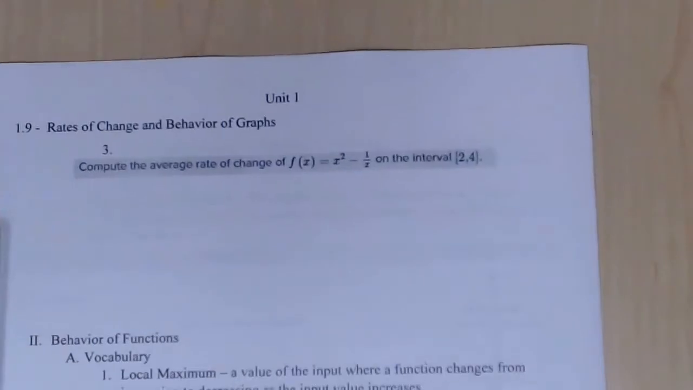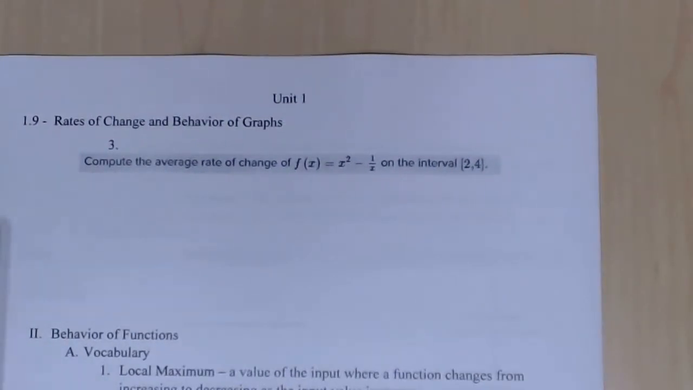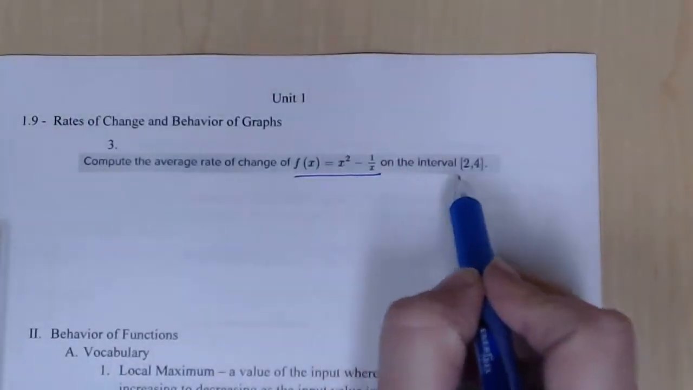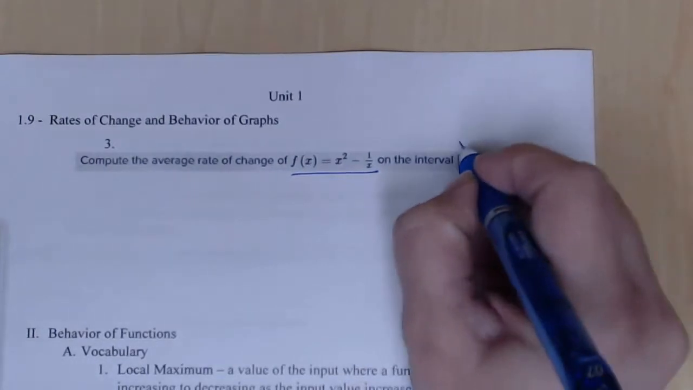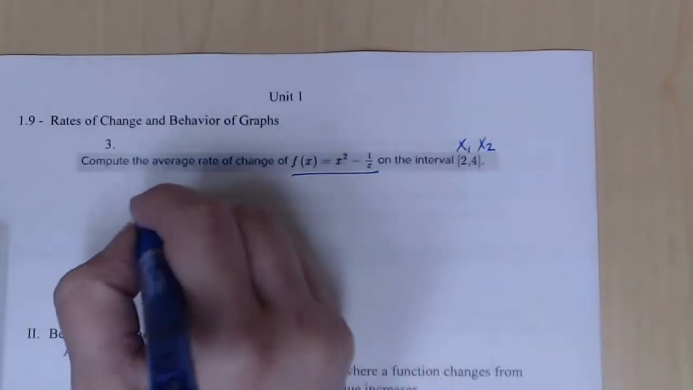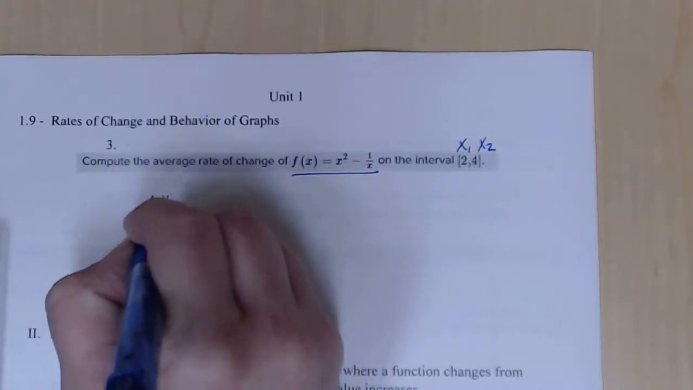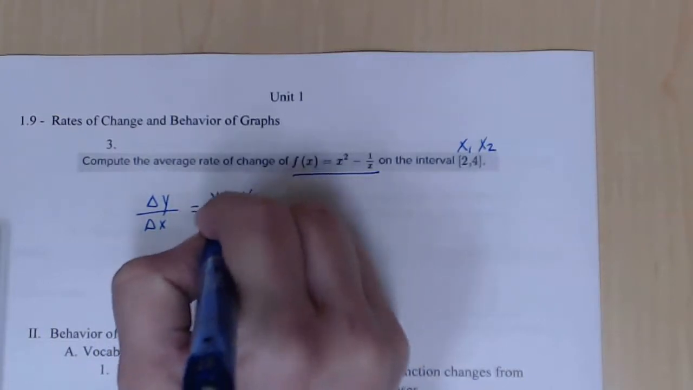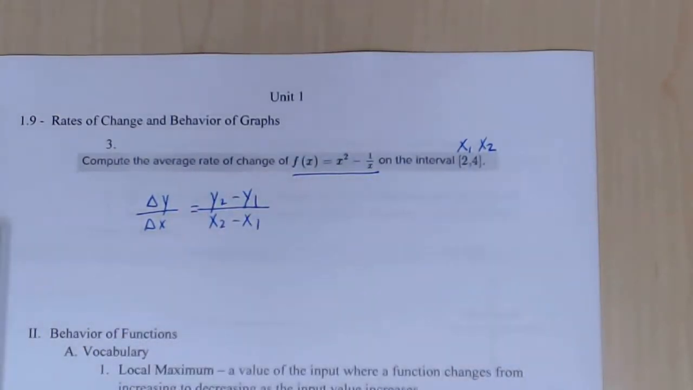Let's look at one that just gave us the equation and find the average rate of change. You'll see this in your homework as well. Compute the average rate of change of this function on the interval from 2 to 4. That means this is my x1, this is my x2. So in order for me to do change in y over change in x, I need my y2 minus y1 over x2 minus x1.